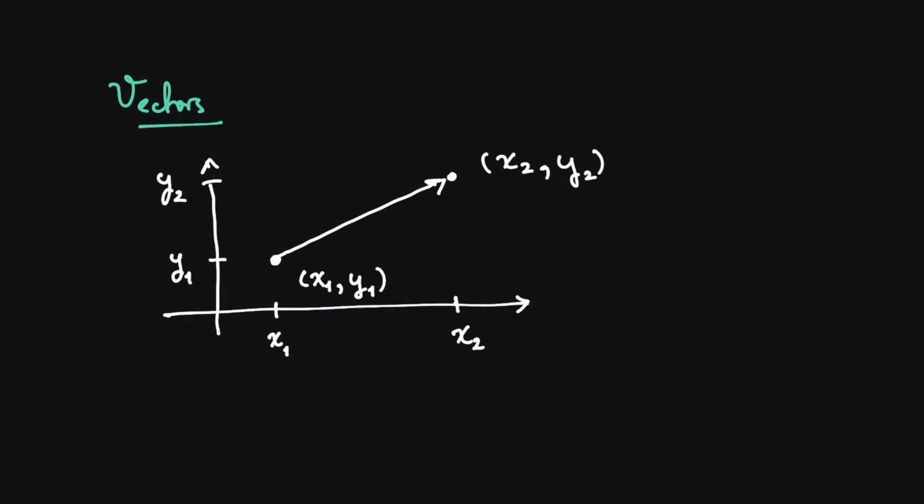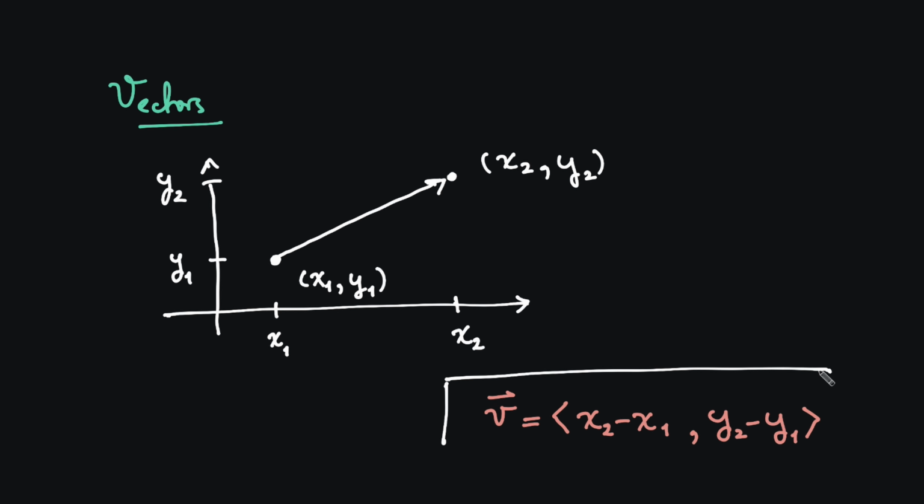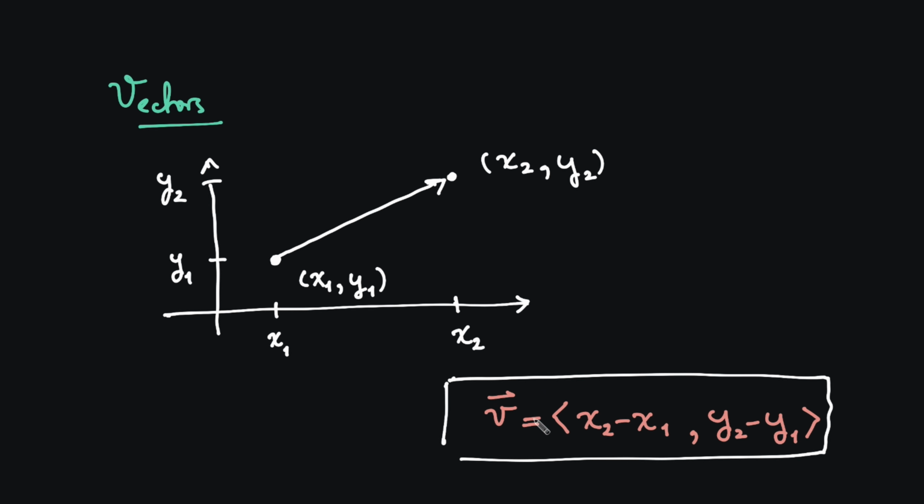Okay? If a vector is represented in the coordinate plane like this, with an initial point x1, y1, and a terminal point x2, y2, then we can define the vector as, and we're going to use this type of bracket, x2 minus x1 and y2 minus y1. Okay, so what this is saying is that this will represent a vector in the coordinate plane. Also, this way of writing a vector is called the component form of a vector.